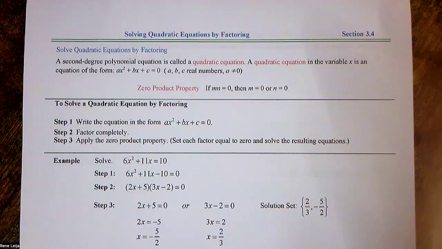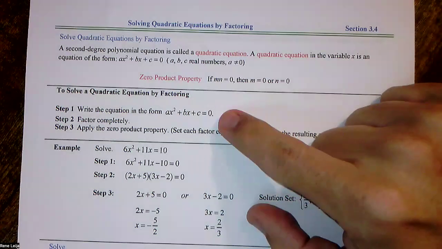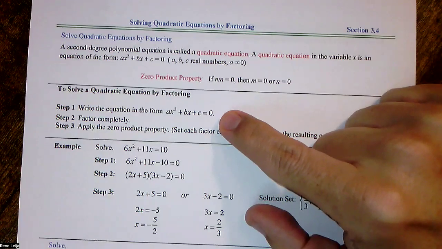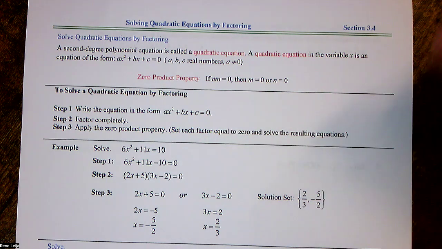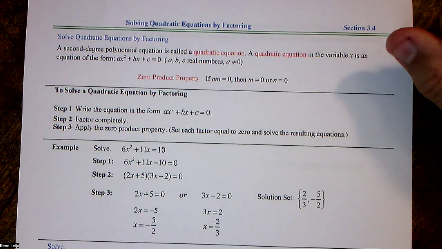All right, so now here's what we do. We start off with your equation in quadratic form, so degree 2 polynomial, descending order, set equal to 0. We're going to factor completely, and we apply the zero product property. Set each factor equal to 0 and solve the resulting equation.